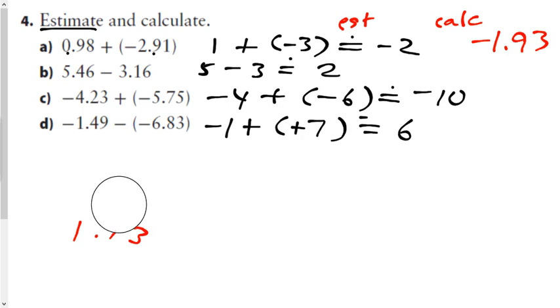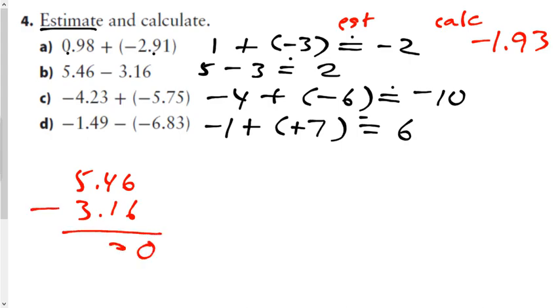For the second question, it's just take away. This is actually a question from grade 6. When you look at it, you don't need to keep flip change here. Just subtract. 6 take away 6, 3, 2, real easy one. Since your estimation was 2, your calculation is 2.3.